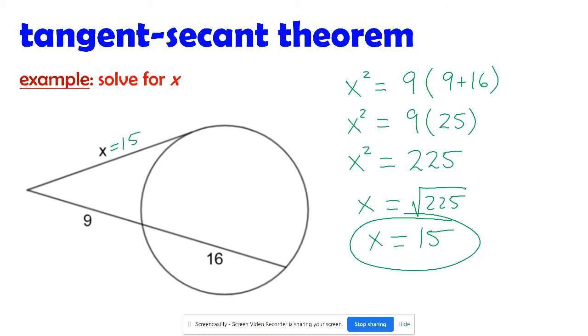So that's the three rules we're going to be working with. And as you are working out problems with these three rules, you will have to remember some of your algebra and use a few different techniques to solve them. So good luck with these three circle and segment rules.